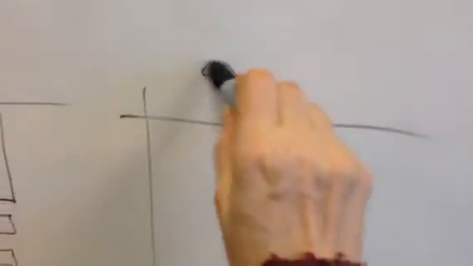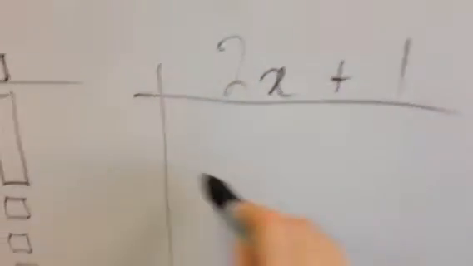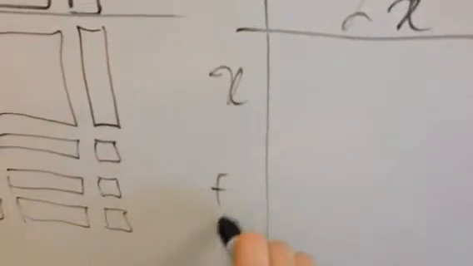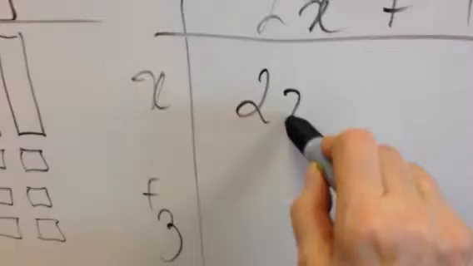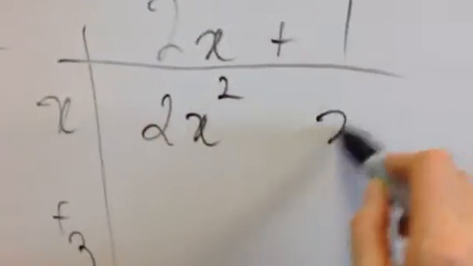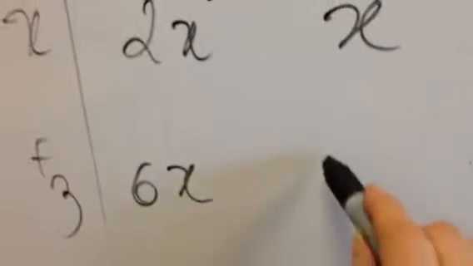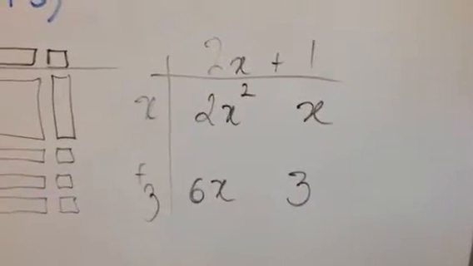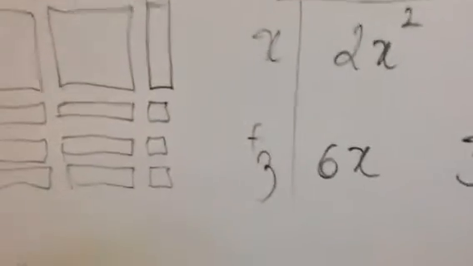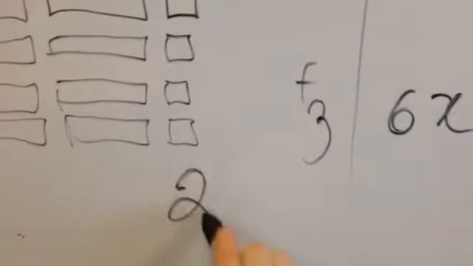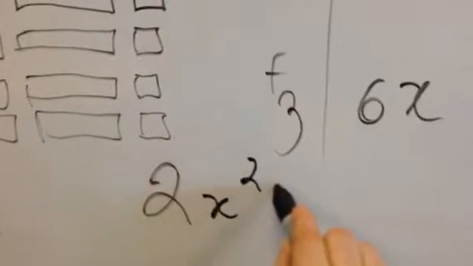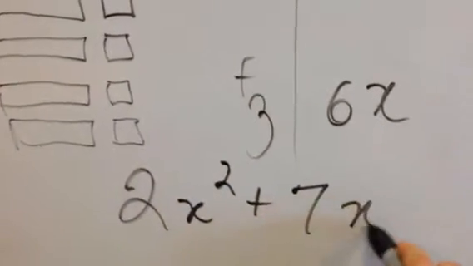There's my pictorial. So here is 2x plus 1 and x plus 3. I get 2x squared, multiplying x, 6x, the 2 columns of 3x we saw earlier. And here we have the grid complete. So I know that the product will be 2x squared plus 7x plus 3.